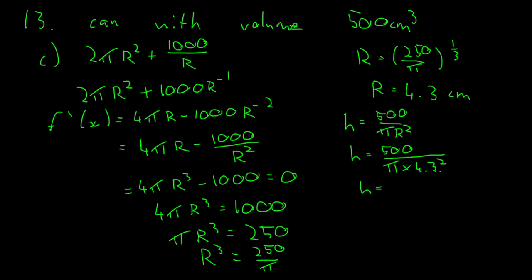squared, which will equal 500 divided by 58.1, and 500 divided by the unrounded one of that, and then rounded off, is equal to 8.6 centimeters.